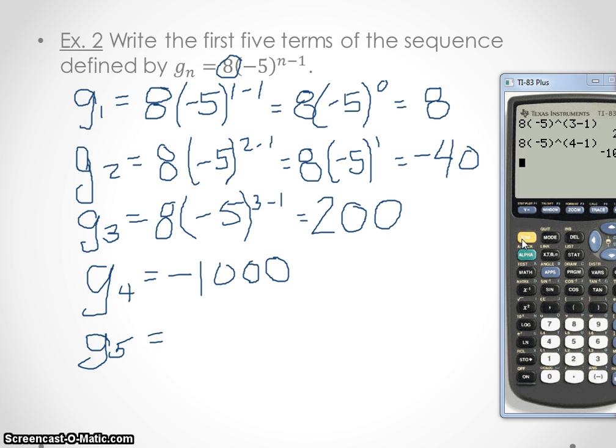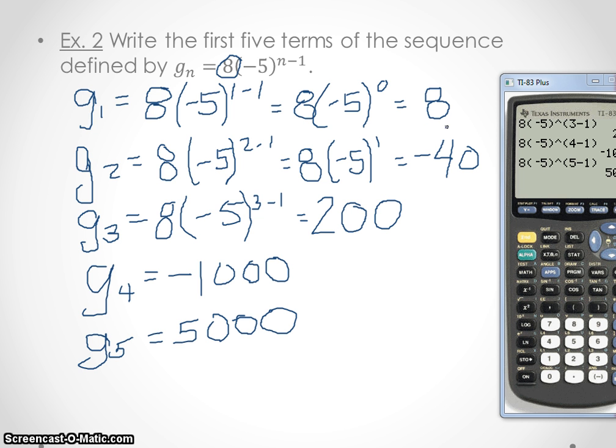But guess what? This will be easy enough. Second entry, change this to a 5. Boom. 5,000 is our next term, which you might have guessed, since we needed to multiply that by a negative 5, giving us a positive 5,000. But hey, there it is. And is that all we needed to do? Yes, write the first 5 terms of the sequence defined by that.